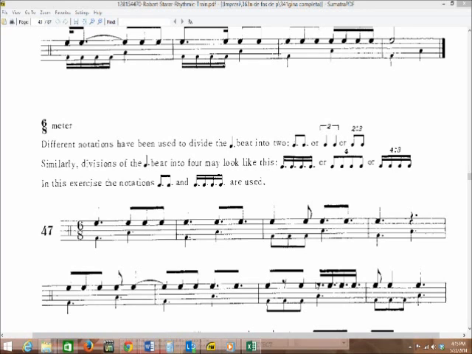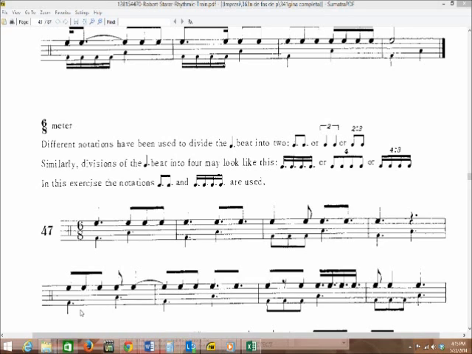G, G, G, G, G, G, G, G. So back and forth here is G, G, G, G, G, G, G, G, G. Okay. Similar feel to what we've had before. This is just a different kind of notation of looking at it.